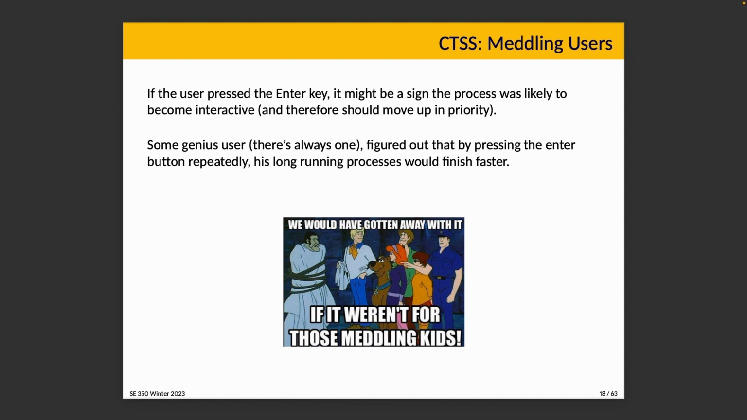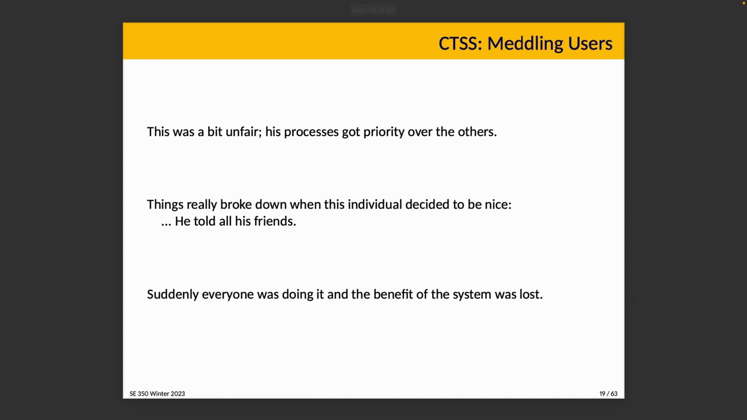So that's bad enough, right? One guy has figured out how to exploit the system. It gets worse because he decided to be nice. He told all of his friends. And so with all of his friends knowing that if you press the Enter key, your process finishes faster, well, of course they all started doing it. I mean, why wouldn't they?